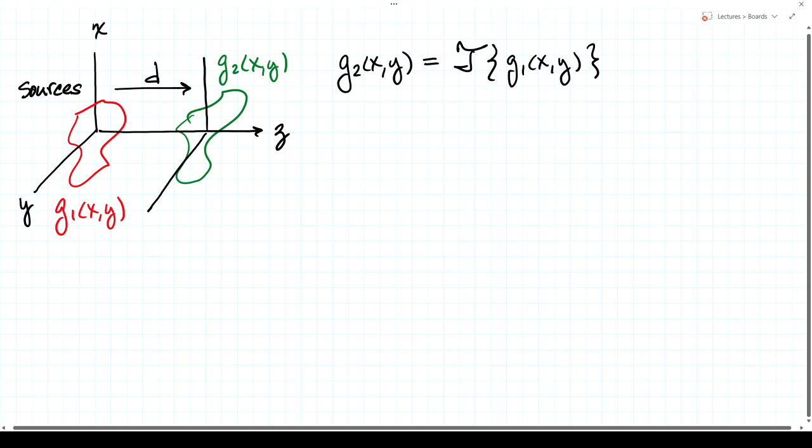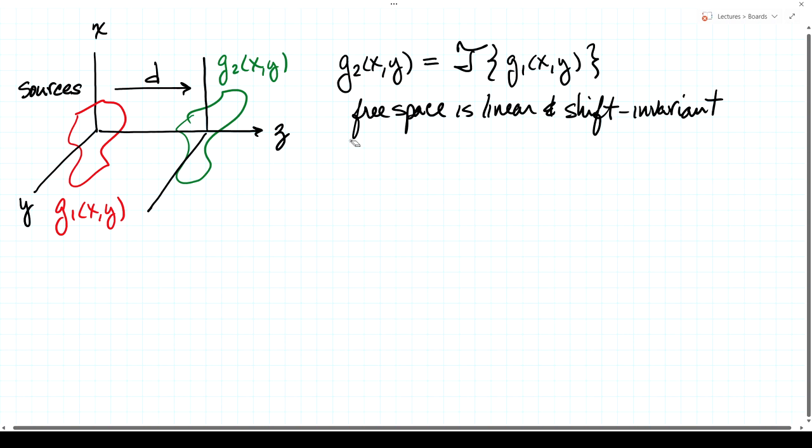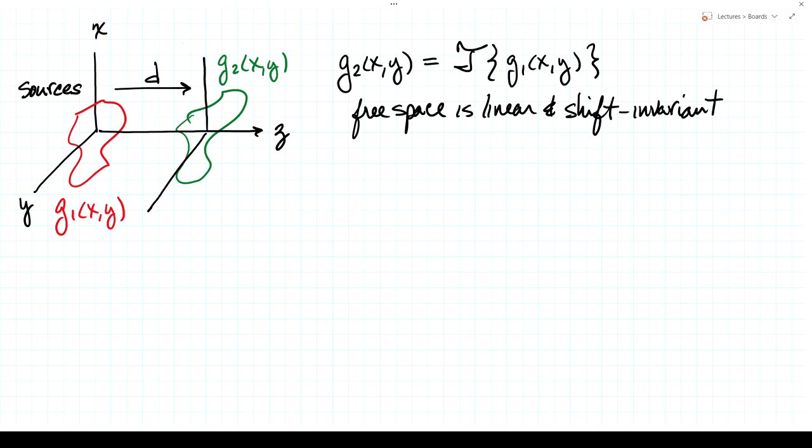Now, for propagation in free space, well, free space is electromagnetically linear, and it's shift invariant. It's shift invariant because free space looks the same if we shift our point of view. So therefore, if we take this input plane and shift it up, say along the x-axis, well, the output field, g2 of x and y, must just be the same thing, just shifted up by that same amount, because the environment in which the field is propagating looks exactly the same, whether we shift this input up or down or left and right.